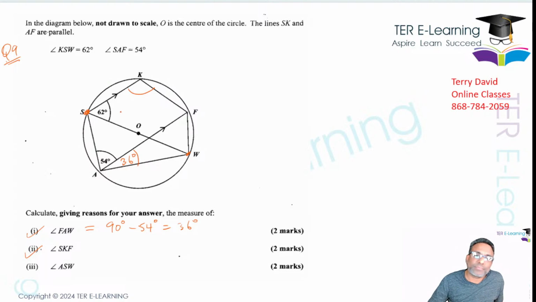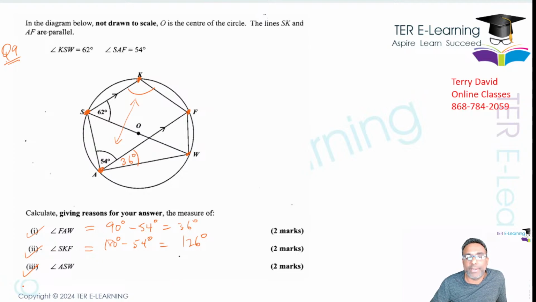Oh, okay. Right, so check this. S, K, F, and E are 4 points on the circumference of the circle, so that forms a cyclic quadrilateral. So this 54 and that angle there, SKF, are supplementary angles. Opposite angles in a cyclic quadrilateral add up to 180. So to get SKF, it's simply going to be 180 minus the 54, and that's going to give me 126 degrees.